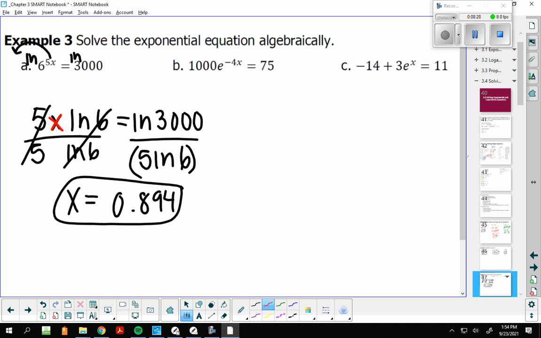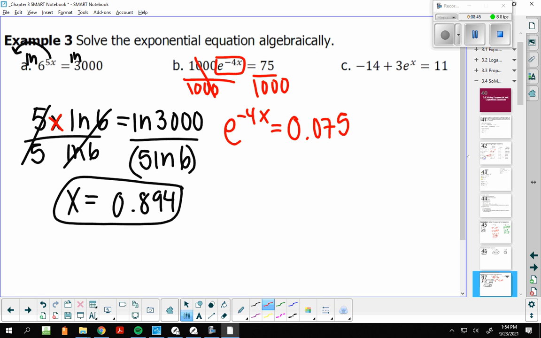B, we have to isolate the exponential part first. So I'm going to divide both sides by 1,000. And we get e to the negative 4x equals 0.075. My exponential part's isolated, so my second step is to take the natural log of both sides. And I'm also going to bring that exponent down front at the same time. So we have negative 4x, natural log of e, equals natural log of 0.075.